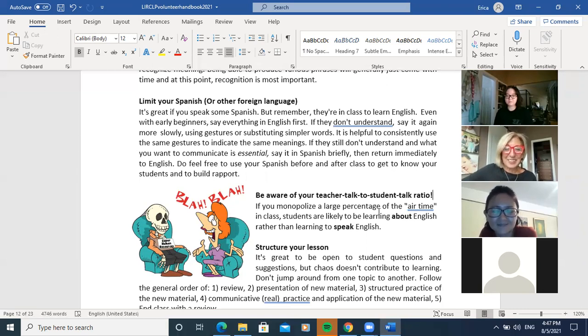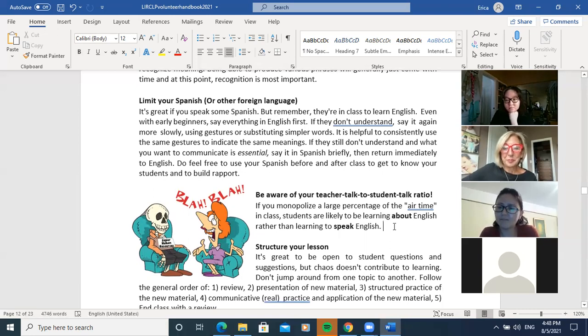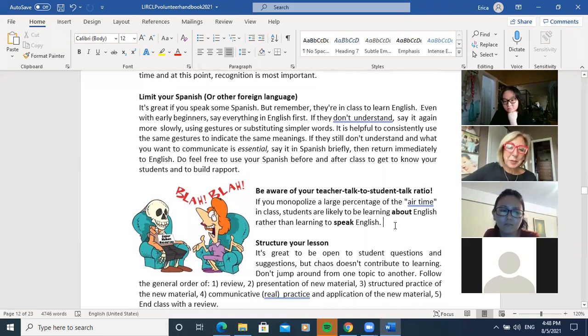Right. And if they are that beginner, make sure you're limiting your language too. So speaking slowly and using really simple language. But yeah, you're right. If they're intermediate or advanced, then the ratio, they should be talking even more, right? Right.